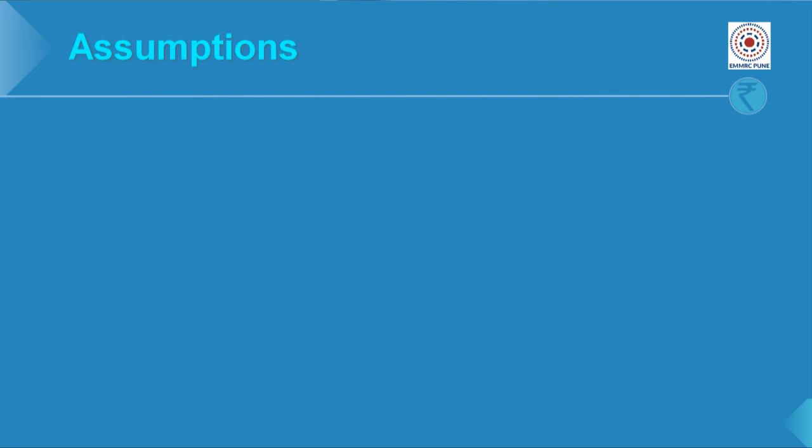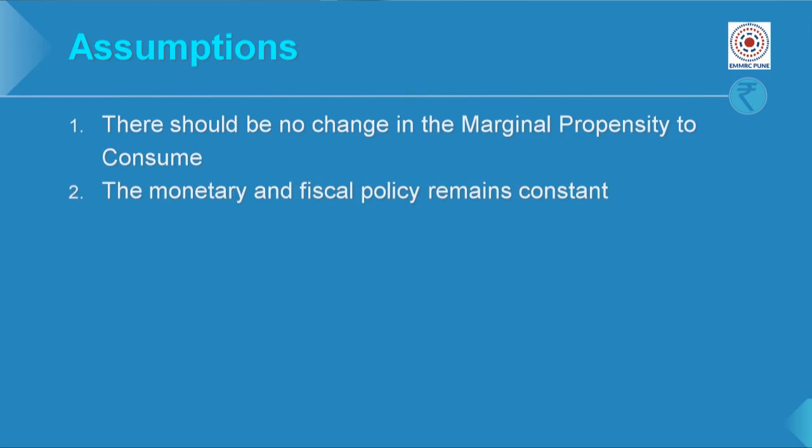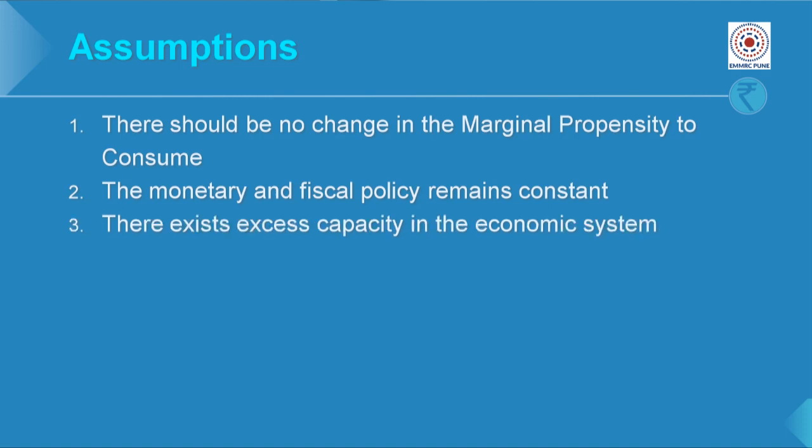The multiplier theory is based on certain assumptions. First, there should not be change in the marginal propensity to consume. Second, the monetary and fiscal policy remains constant, and therefore, the propensity to consume is not affected. It is assumed that there exists excess capacity in the economic system. That is, the economy operates at less than full employment level.